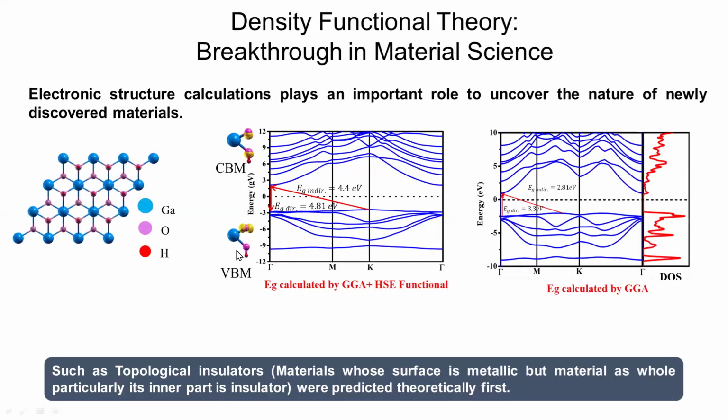So here is an example of how the band structure depends on the exchange correlation functional. This is the material, a two-dimensional gallium oxyhydroxide. If we calculate the band gap using GGA, the band gap value is 2.81 eV for the direct band gap. And if we use the hybrid functional, then we find 4.4 electron volt. So the difference is around 2 electron volt, and the hybrid functional is close to the experimental value. So this is the significance of using different exchange correlation functionals.